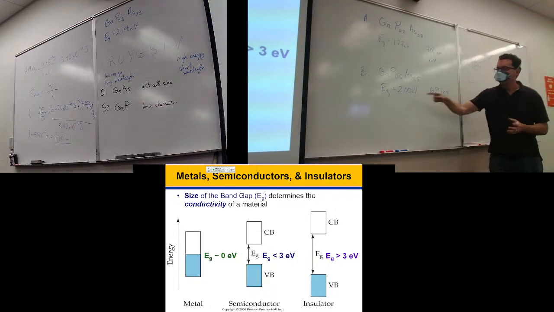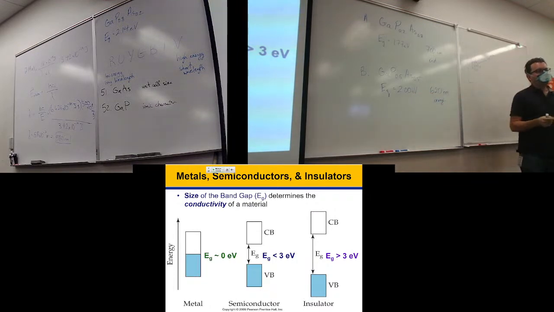This one has a larger gap. So you're still using electricity to promote the electron to the conduction band. But now when it drops back down, it's got farther to go. It has to release that much energy, and so it's going to be a higher energy photon. That makes more sense now. Okay. Thank you.